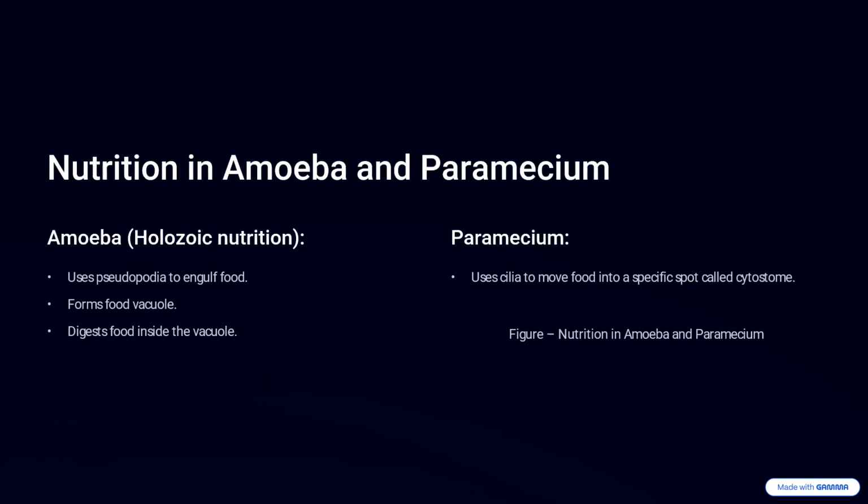Okay. Nutrition in amoeba and paramecium. You know amoeba and paramecium. Amoeba has holozoic nutrition. They use pseudopodia to engulf food. They form a food vacuole and digest the food inside it. Next, paramecium uses cilia to move food into the specific spot called the cytostome.